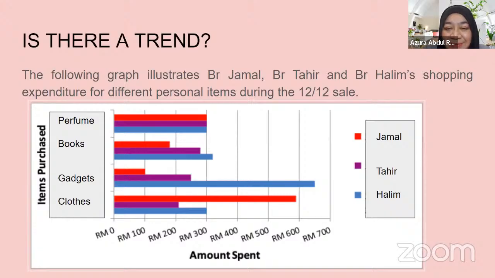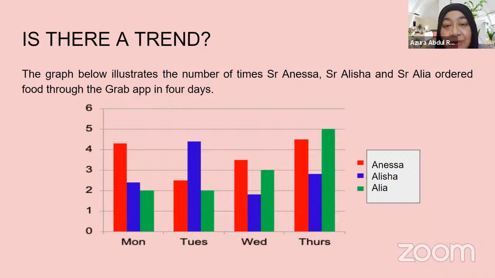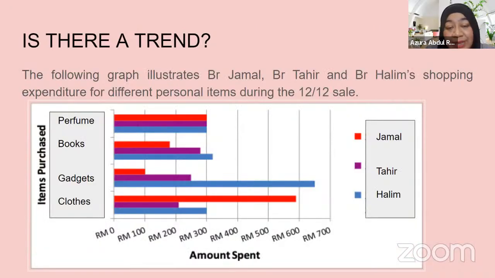Anyone? Maybe you can, because there is a set pattern. But when it comes to a dynamic graph, dynamic graphs are graphs that have time frames. So this is 4 days. You will see that it's easier for you to identify the trend than with a static graph, because a static graph happens just during one moment of time. So you can say that they share the same pattern when it comes to perfume, but the pattern is not the same when it comes to gadgets.